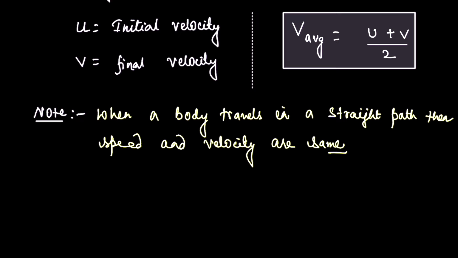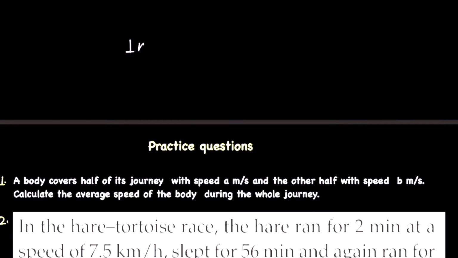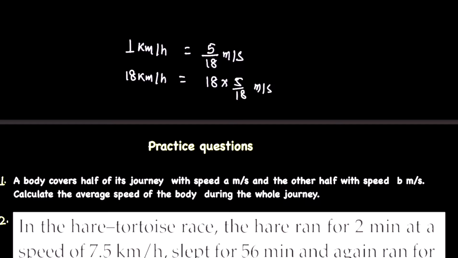Now I am giving you a few questions that you will practice for better understanding of this topic. These 4 questions you will practice, and one thing always remember, kilometer per hour we need to convert to meter per second, and the conversion formula is 1 kilometer per hour is equal to 5 by 18 meter per second. Suppose you have 18 kilometer per hour. So what you will do? 18 into 5 by 18 meter per second. So it will be equal to 5 meter per second, because we always consider the SI unit.